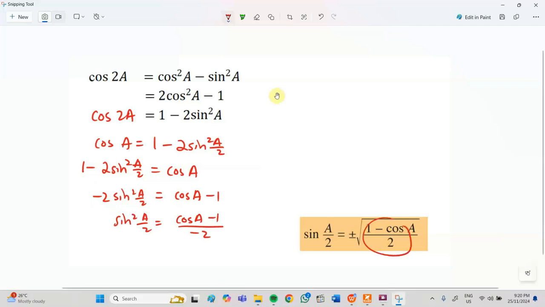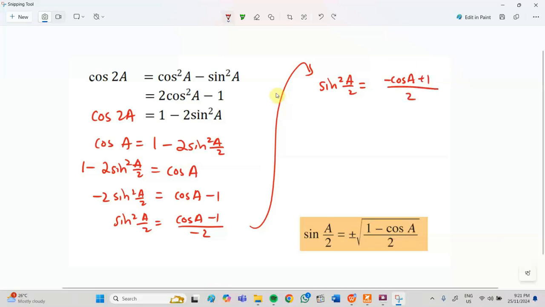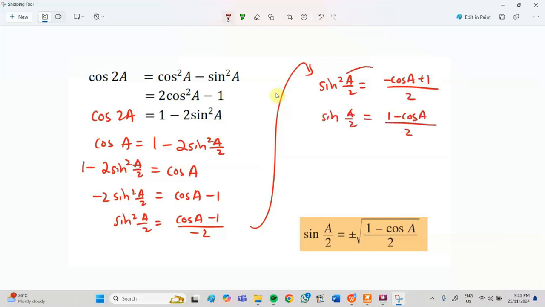In order to get this, I need the 2 to be positive. Hence, I just multiply the numerator and the denominator by negative 1. Then from here, I will get negative cosine a plus 1 over 2. And these two, I just rearrange it. Here, the square root becomes plus minus square root. Hence, I've derived the formula.